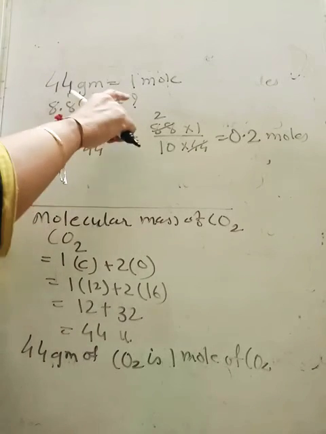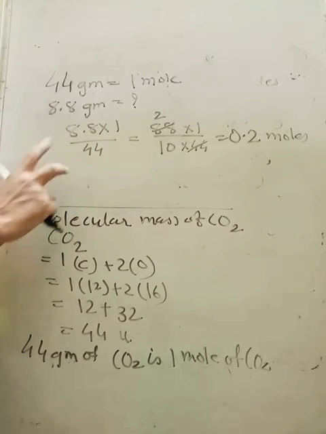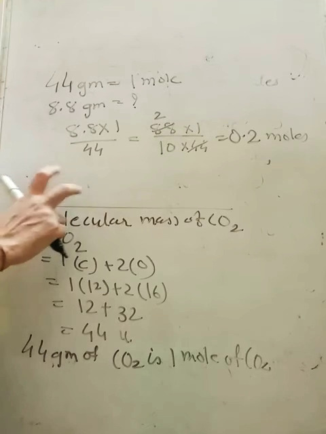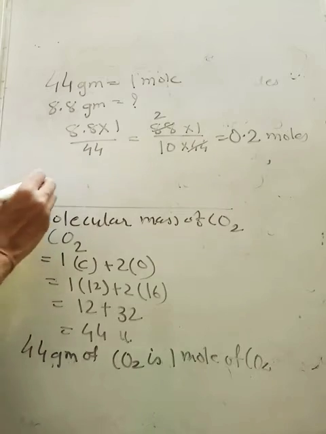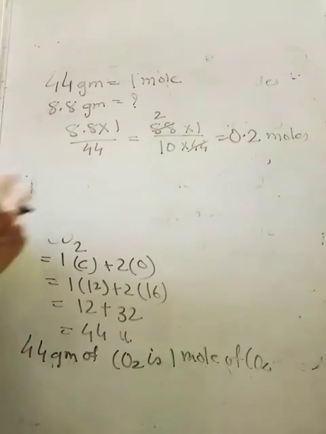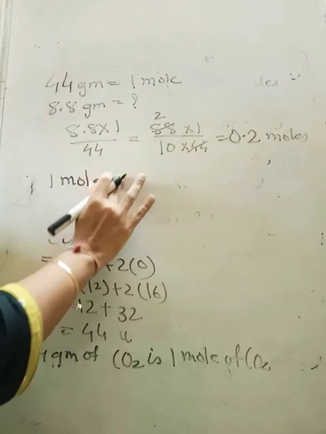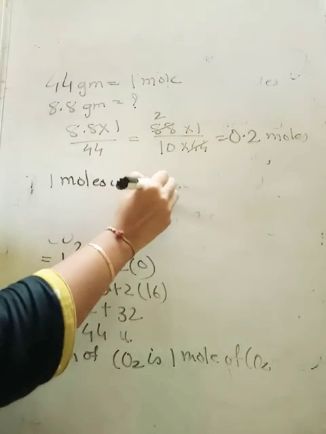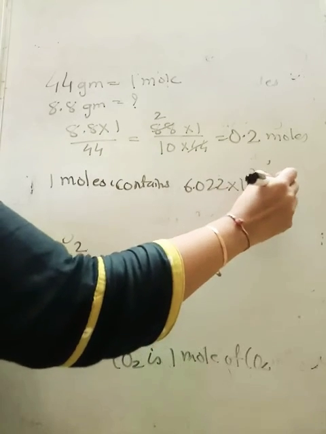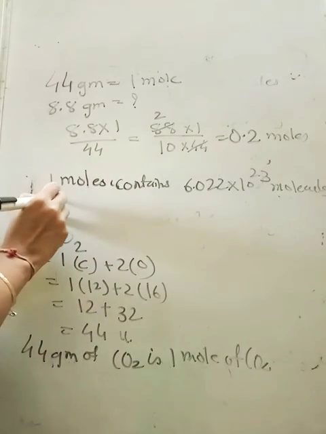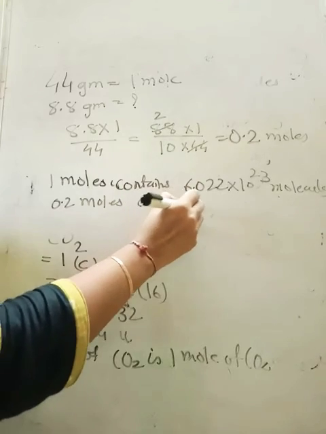See, the method is first find the molecular mass, convert into grams to get the number of moles. Once you get the number of moles, then you have to write down that 1 mole contains Avogadro's number. So whatever moles you are getting, that many will be how much. So how will you do it? 1 mole contains Avogadro's number 6.022 into 10 raised to 23 molecules. So 0.2 mole contains how much?